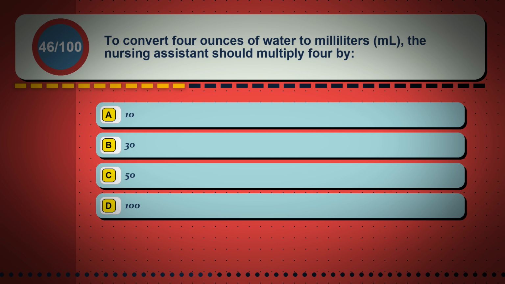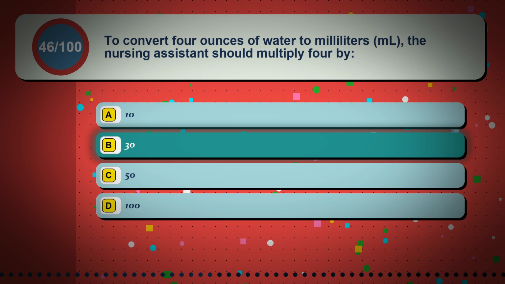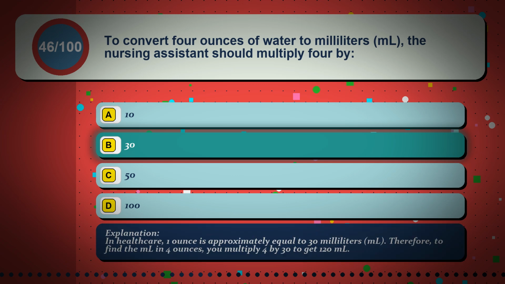Option A 10, option B 30, option C 50, option D 100. The correct answer is option B, 30. In healthcare, 1 ounce is approximately equal to 30 milliliters, ml. Therefore, to find the ml in 4 ounces, you multiply 4 by 30 to get 120 ml.